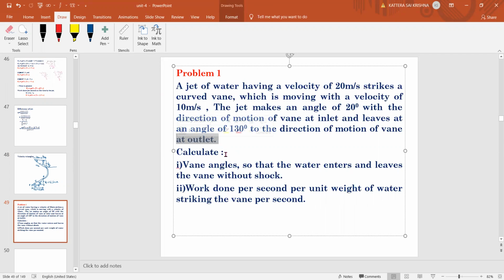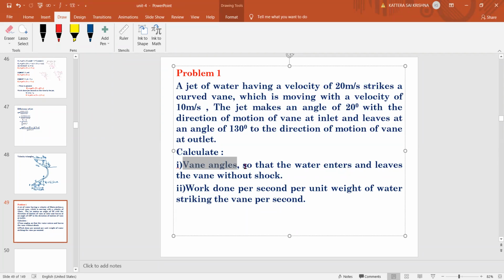Okay, so what is asked to find? Calculate vane angles. So what we need to find are the vane angles. Theta and phi are called vane angles. Remember that theta and phi are called vane angles. Alpha and beta are called guide blade angles. So we are going to find the vane angles, that is theta and phi.